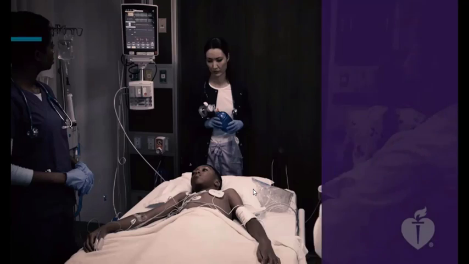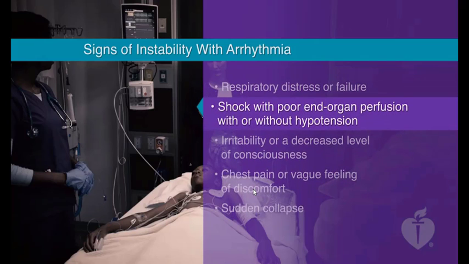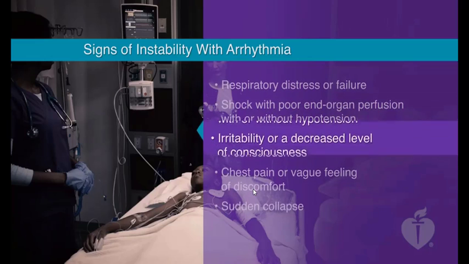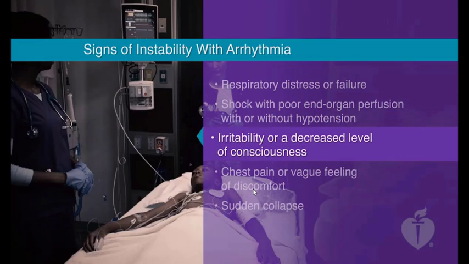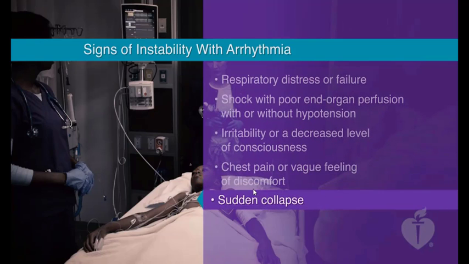To determine appropriate action when evaluating the heart rate and rhythm in any seriously ill or injured child, you must consider the child's typical heart rate and baseline rhythm, and the child's level of activity, age, and clinical condition. The signs of instability in a patient with arrhythmia are respiratory distress or failure, shock with poor end organ perfusion, which may occur with or without hypotension, irritability or a decreased level of consciousness, chest pain or a vague feeling of discomfort in older children, and sudden collapse.